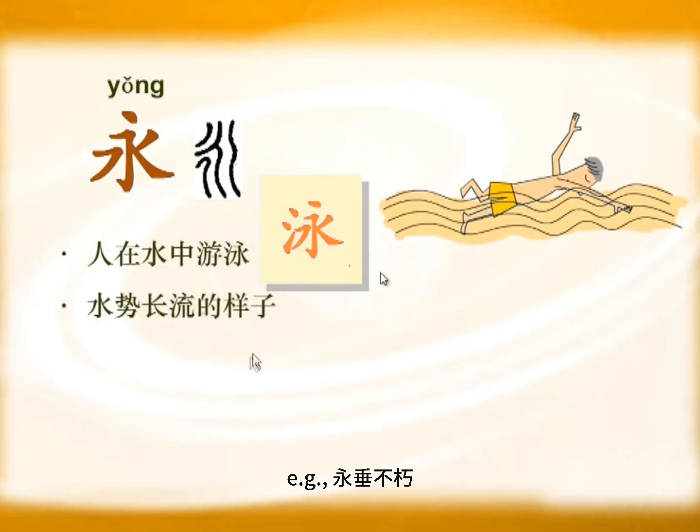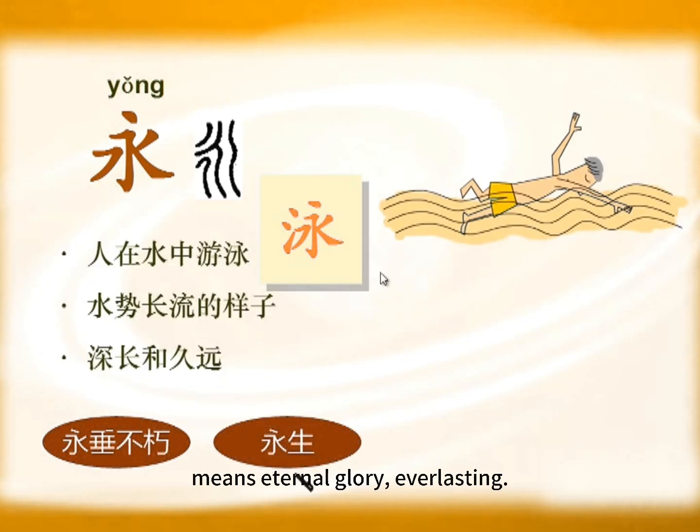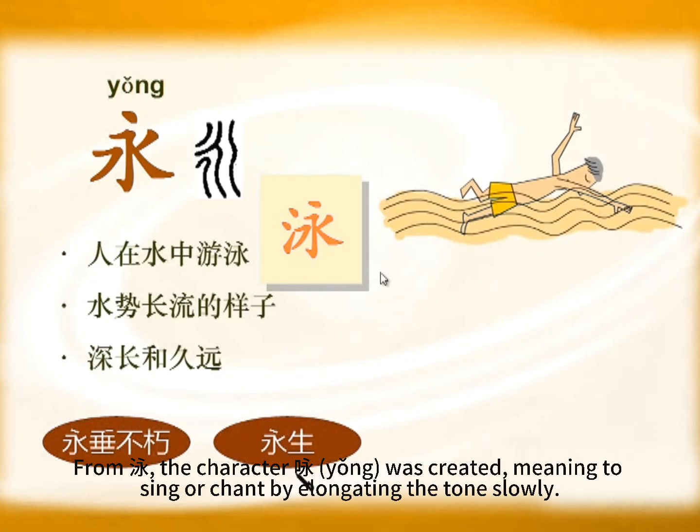E.g., 永垂不朽 means eternal glory, everlasting. From 永, the character 咏 was created, meaning to sing or chant by elongating the tone slowly.